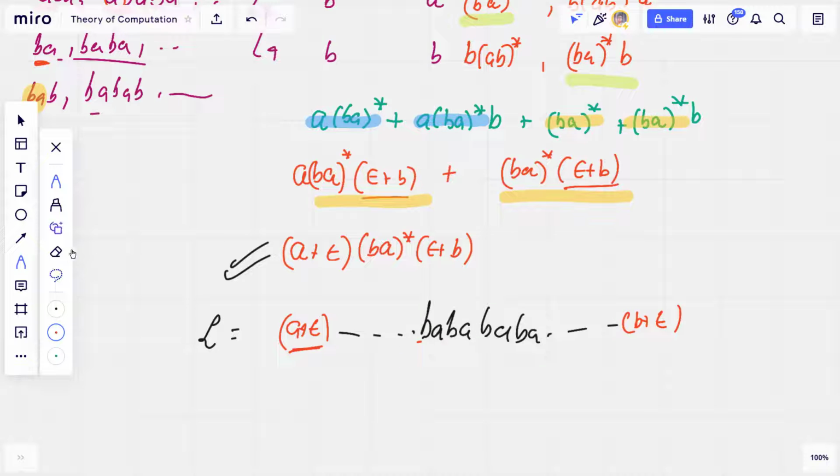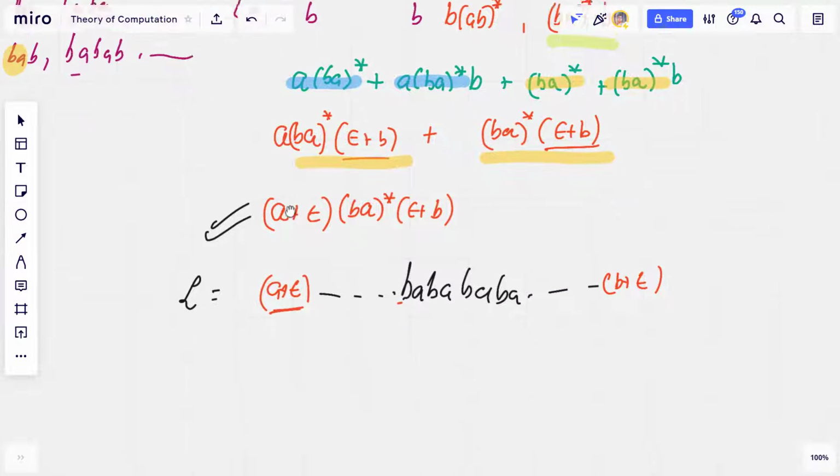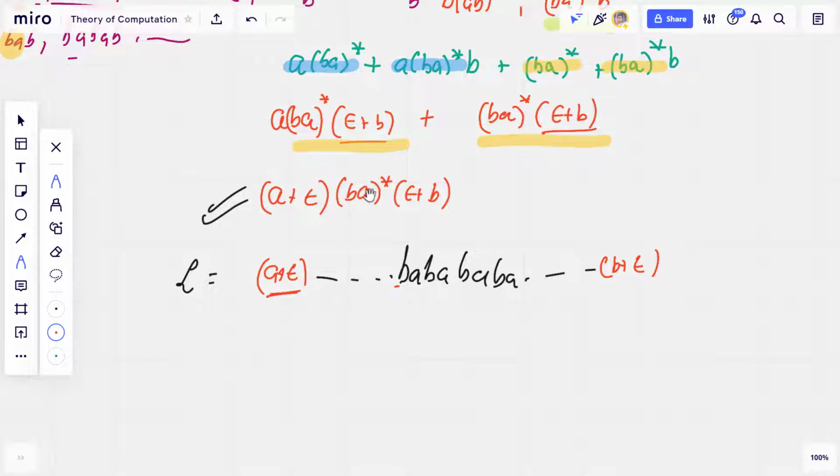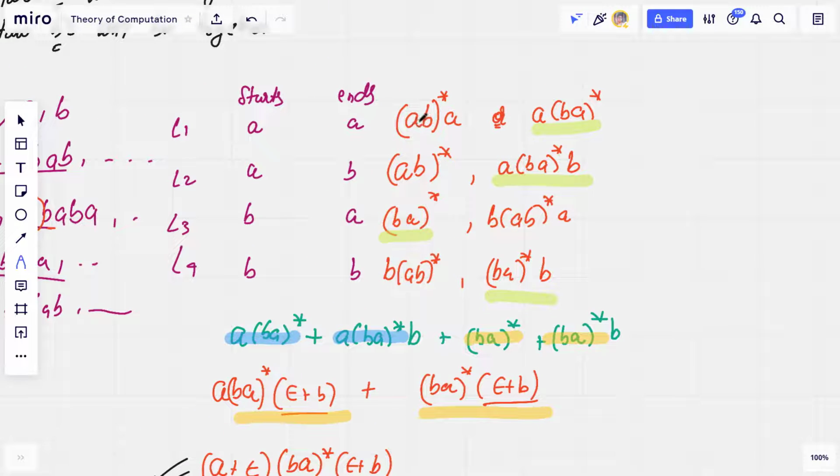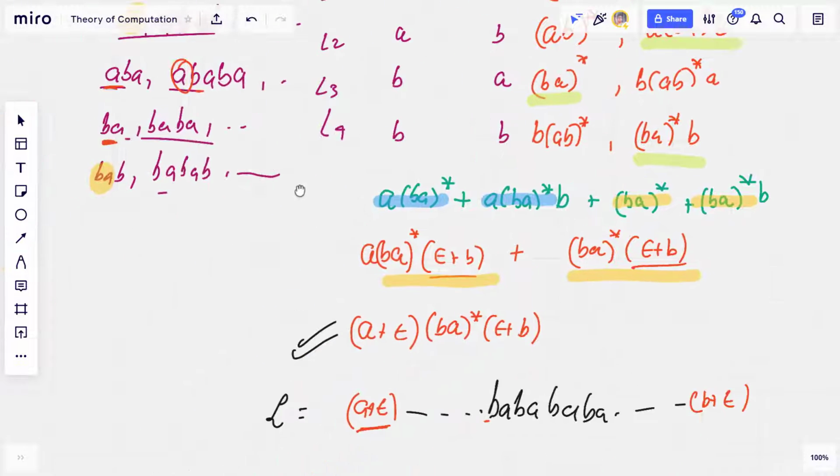And the regular expression for this is simple. It's A plus epsilon into BA star into epsilon plus B. Similarly, you can view L another way. I'm not going to derive the second expression. You can derive it by taking AB, AB common on the same grounds.